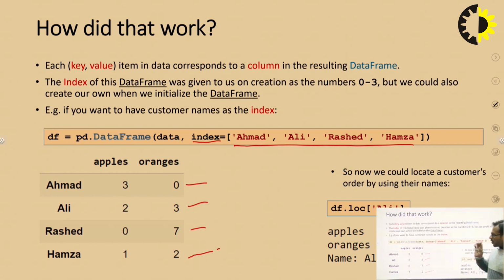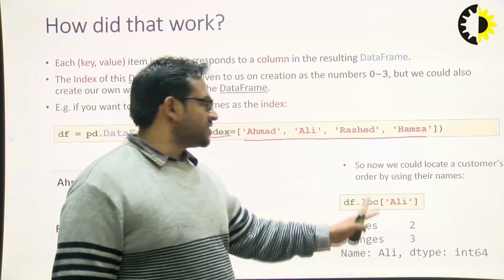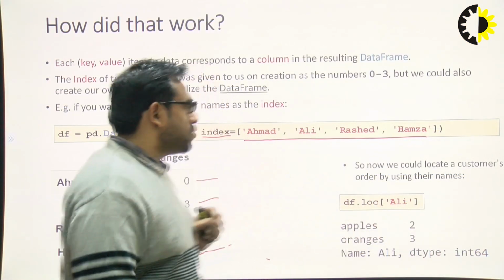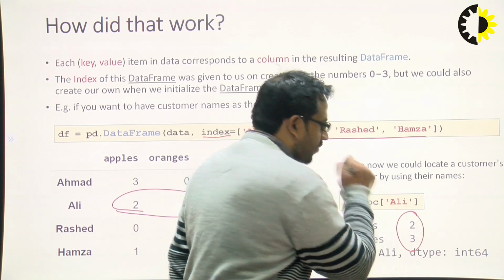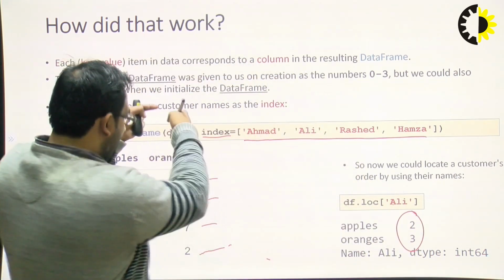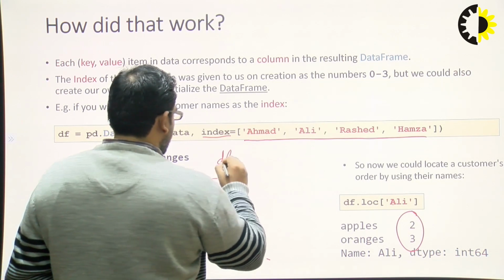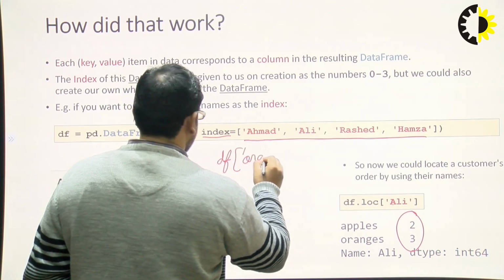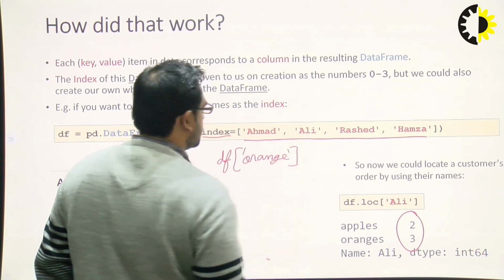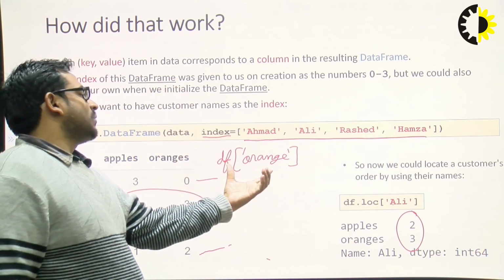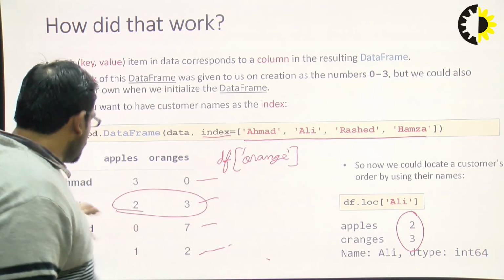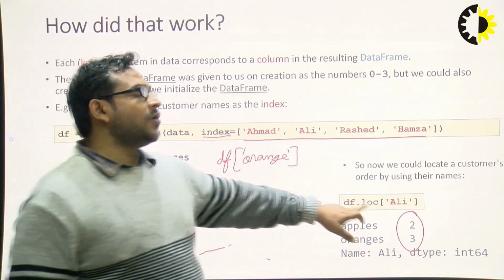Got my point? So if you want to access any row, you can call the function df.loc. Loc is basically for location. You can pass the location value like Ali. So Ali has 2 apples and 3 oranges, as you can see here. Got it? If you want to access any column, you can simply write df and then the column name, like orange. Understood? And if you want to call any row, you can write loc and Ali.